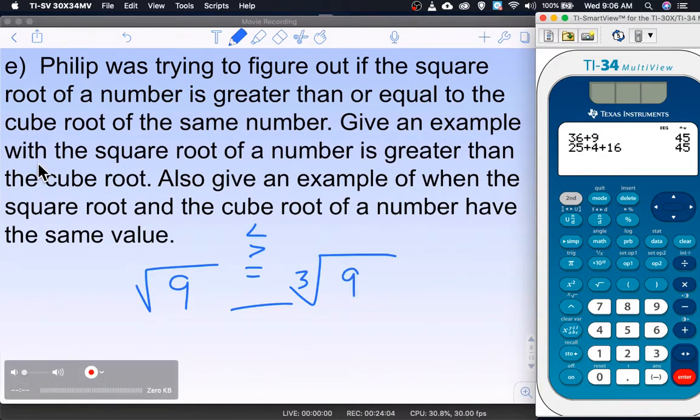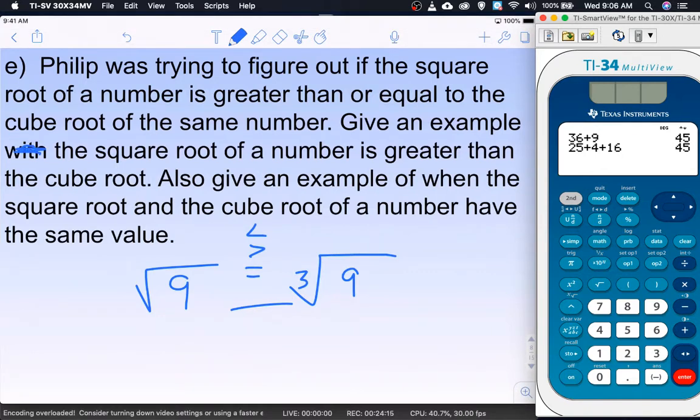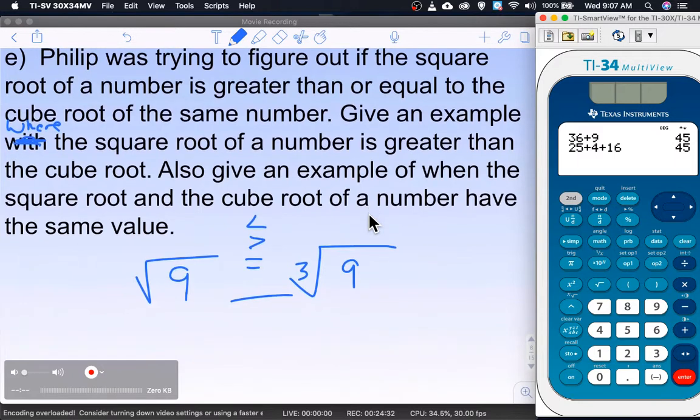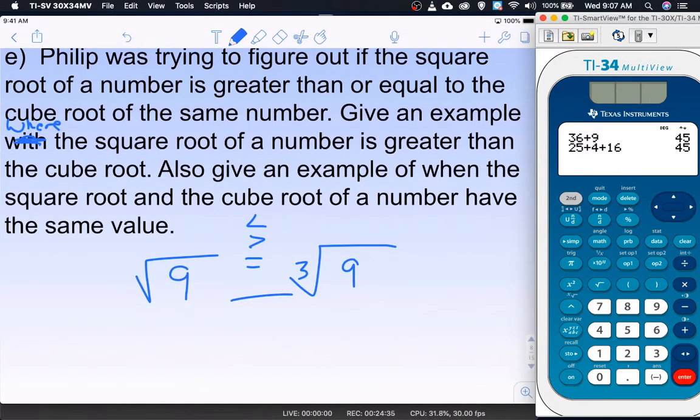Give an example where the square root of a number is greater than the cube root, and also give an example when the square root and cube root have the same value. All right, so half of that is very easy. Half of that is a little bit trickier.